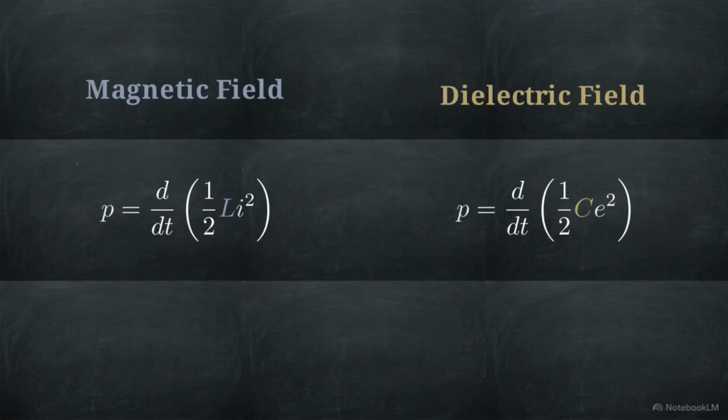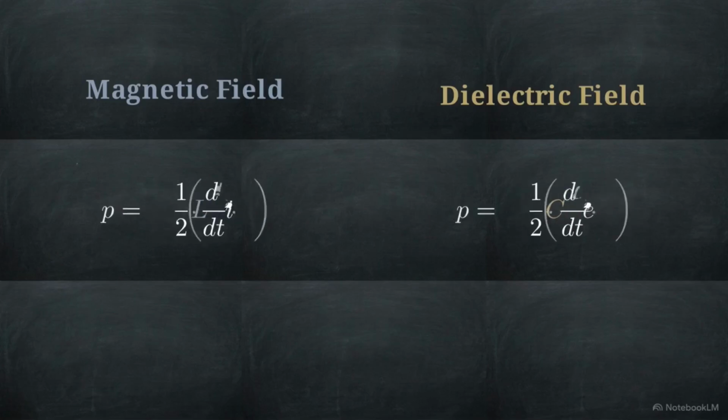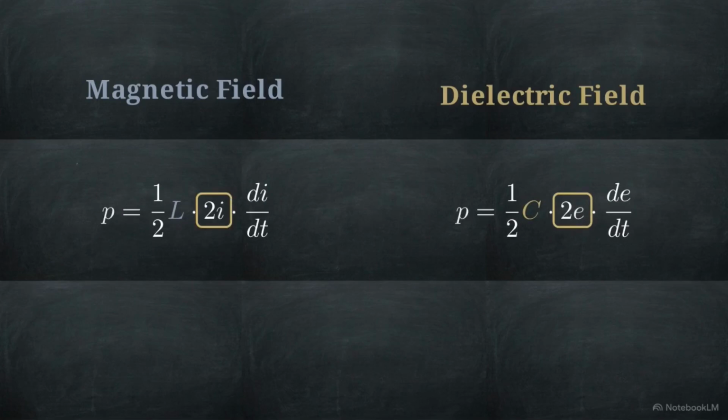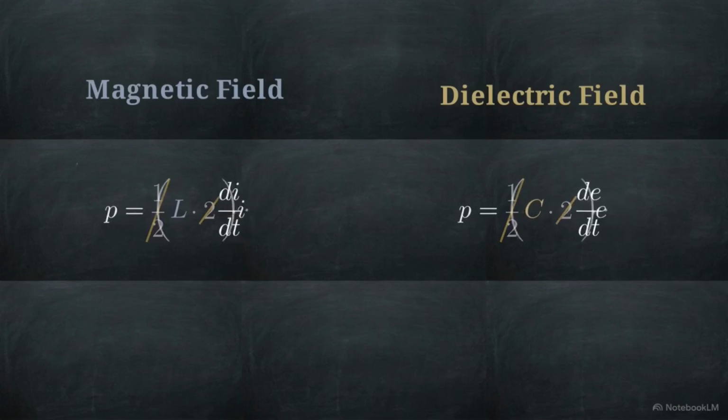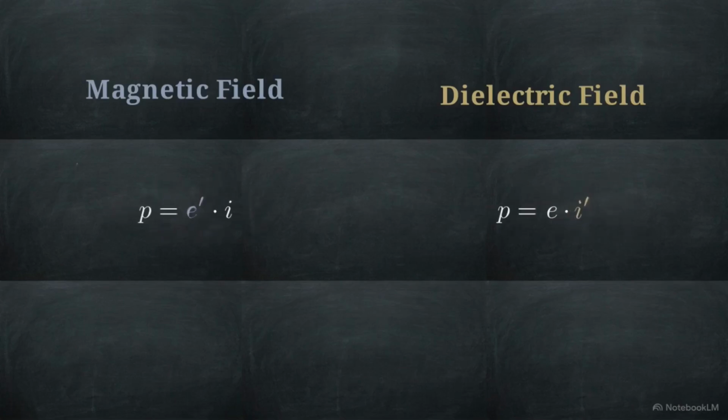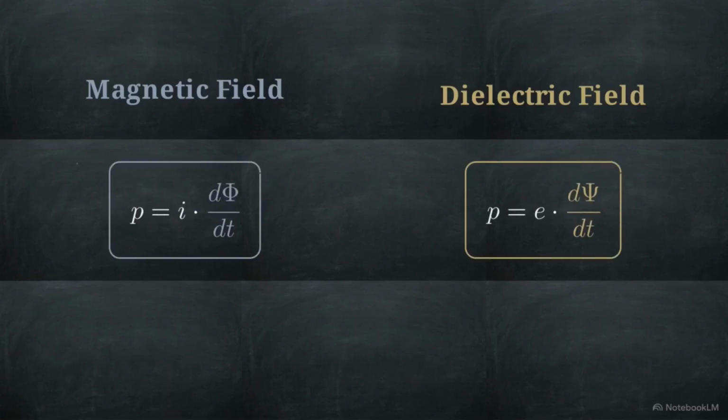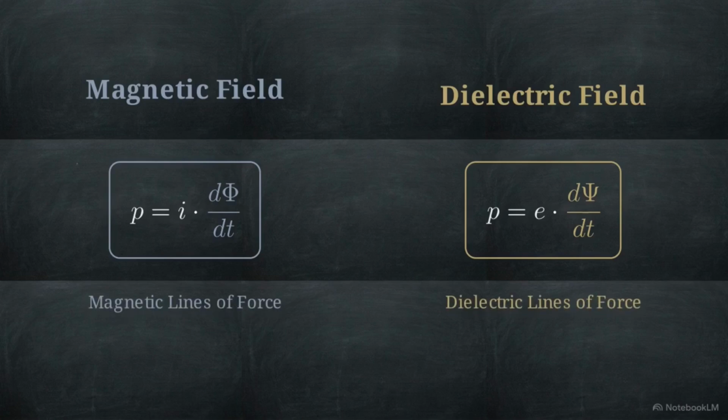Finding instantaneous power requires the time derivative of these energy states. Applying the power rule to the squared variables generates outer derivatives of 2I and 2E, which represent the tension within the field. These are multiplied by the inner temporal derivatives, di/dt and dE/dt, which track the movement of those field lines. After canceling the scalar fractions, the equations resolve into the products of voltage and current.